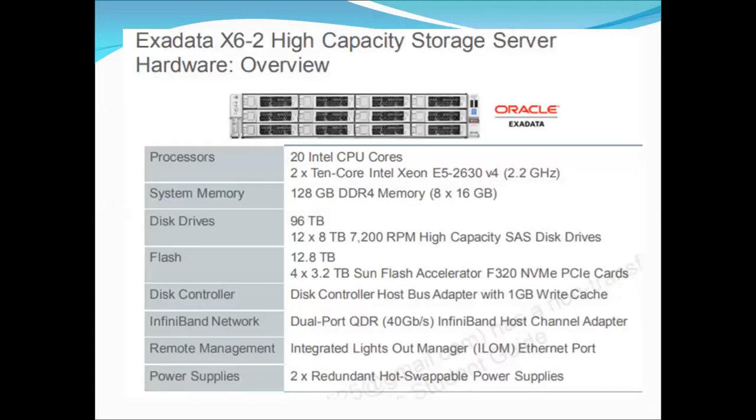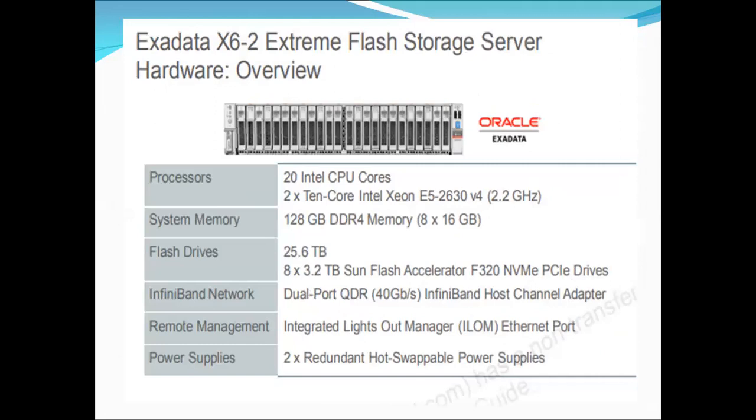So you can see here, in the high capacity storage server, we have the 96 TB disk drive as well as the 12 TB flash drive. But in extreme flash, we don't have a disk drive. We have only a 25 TB flash drive. Similarly, we have the ILOM Ethernet port and two redundant power supplies.